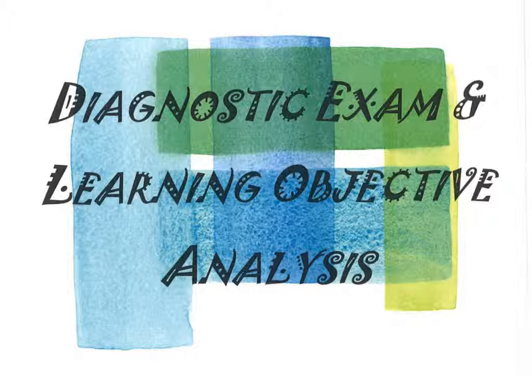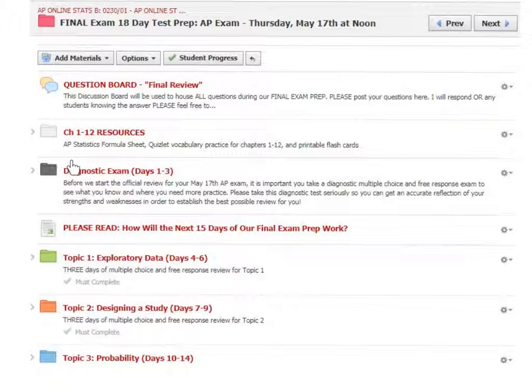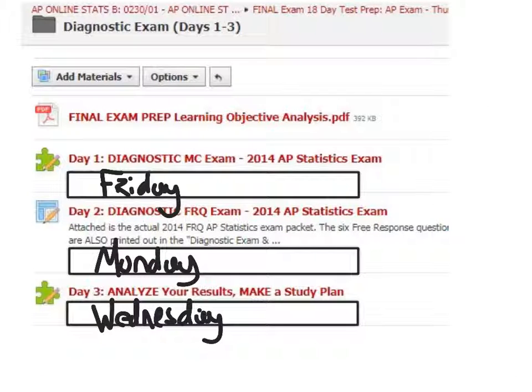This is now going to lead us into what we're going to address for day 1 through 3. I'm going to have you take a diagnostic exam to see what you know and what you don't know. So let's look at day 1. If you click into the diagnostic exam here, we can see the details of what is expected. Now in this folder, you're going to find a PDF document of all of the learning objectives, which is also in your review note packet.